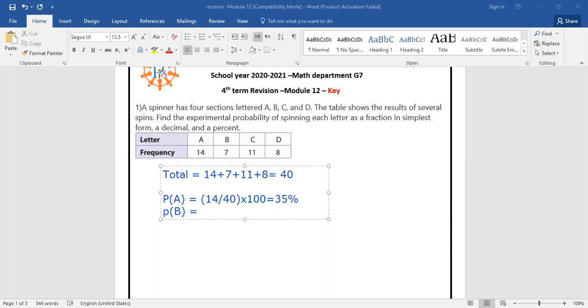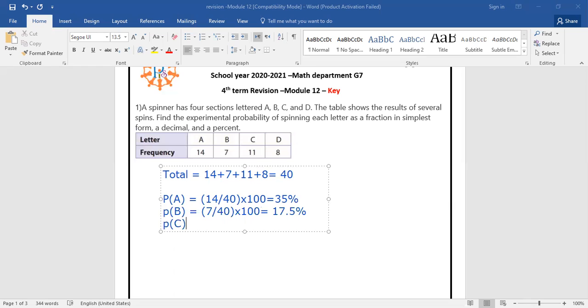Thank you, Rahma. Because how many times can we see B? 7 over 40 will be 17.5 over 100. So the answer will be 17.5%. Thank you. Let's move to the probability of letter C.